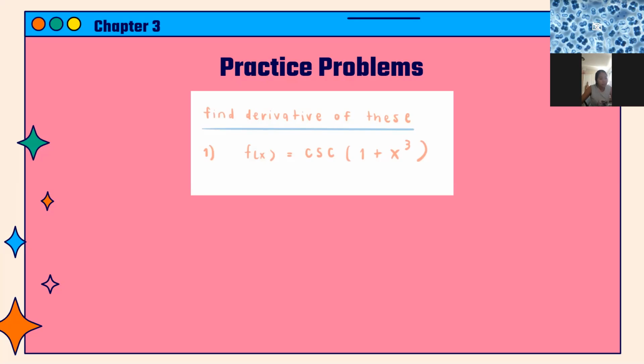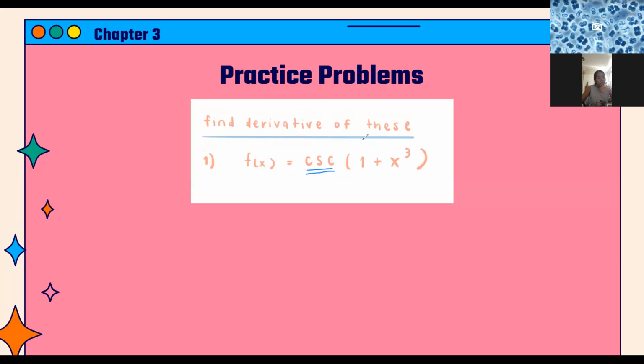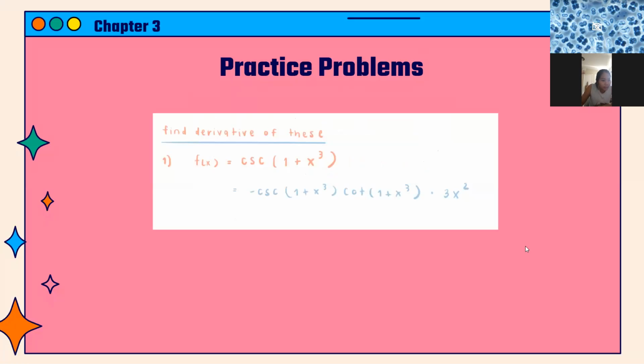So what you do, we would go back to the rule, right? We see that we have a trig function here, and we see that it's being compound. You see the parentheses. So we have to use trig and chain rule, right? Okay, so this is my answer. You guys get the same answer?